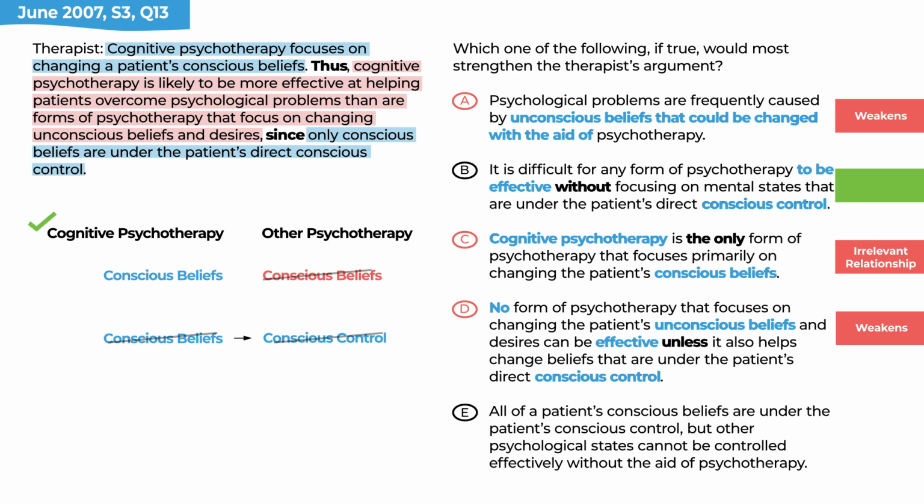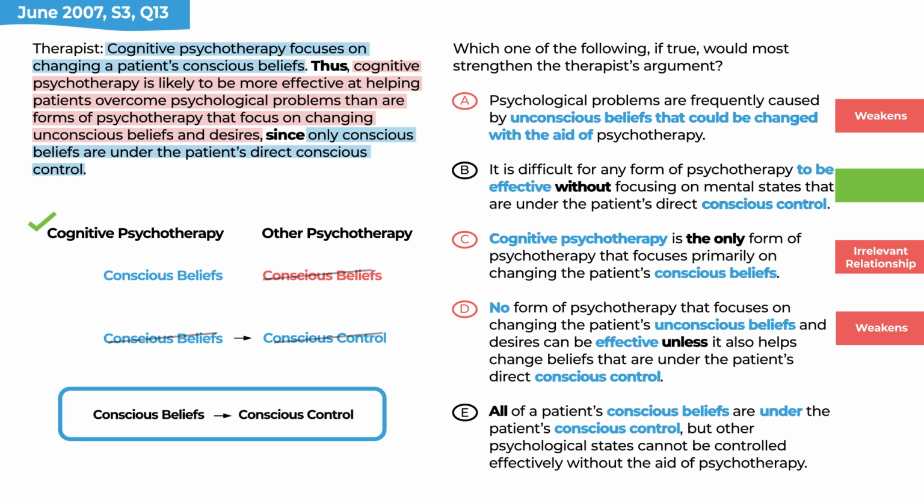Answer choice E says that all of a patient's conscious beliefs are under the patient's conscious control. But other psychological states cannot be controlled effectively without the aid of psychotherapy. Well, other psychological states aren't relevant, so we're going to focus on the first half of answer choice E. All of a patient's conscious beliefs are under the patient's conscious control. Now, the word all gives us an if-then relationship, and it tells us that conscious beliefs goes on the left and conscious control goes on the right of this if-then relationship.